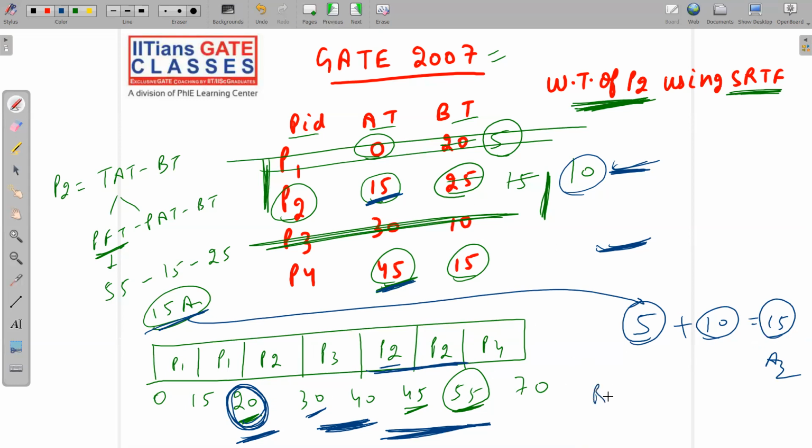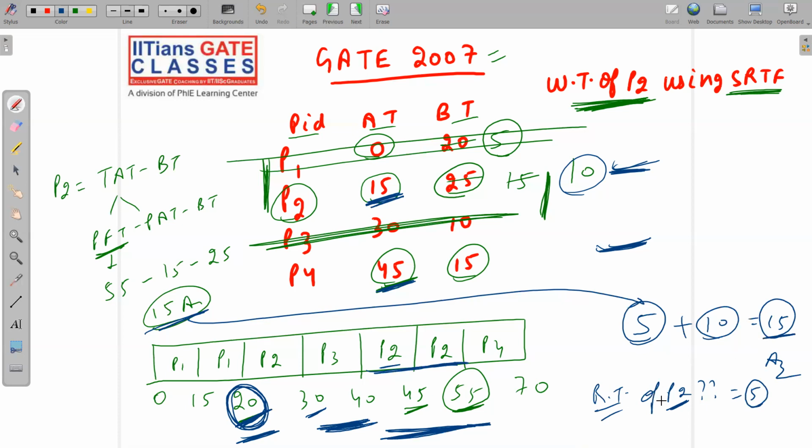And they can ask you response time also. What is the response time of P2? See, P2 arrived at 15 and it has started at 20. Response time is process start time minus arrival time. So 5 units of time. So response time of P2 is 5, but waiting time is 15.